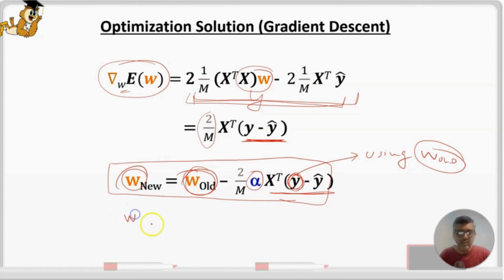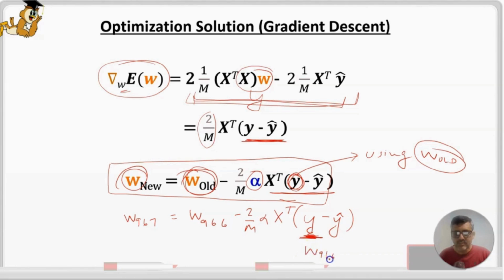So like I said, w 967 is equal to w 966 minus 2 upon m times alpha times x transpose, which does not change from iteration to iteration because it is what you observed in the training data, multiplied by y minus y hat, where y hat is computed using w 966, right? So this is how your iterations go about.